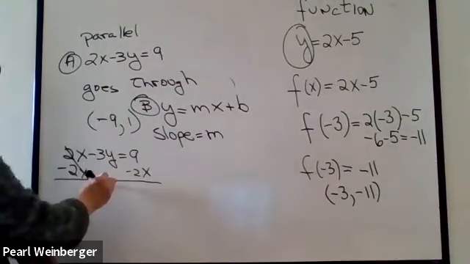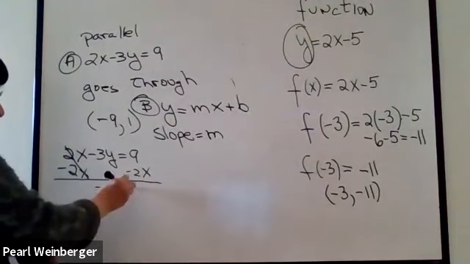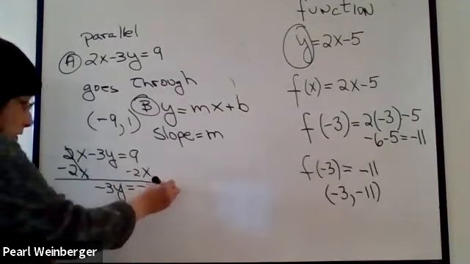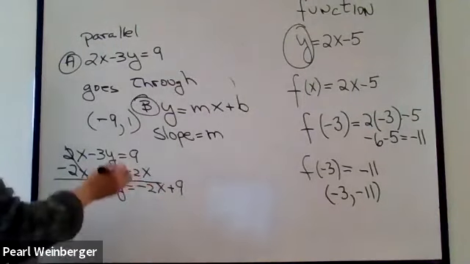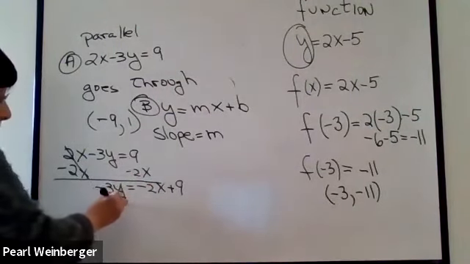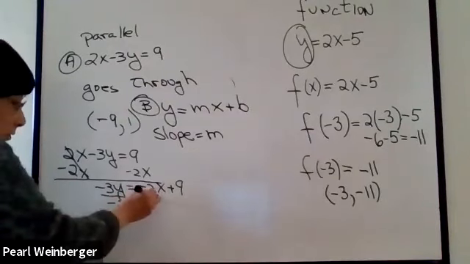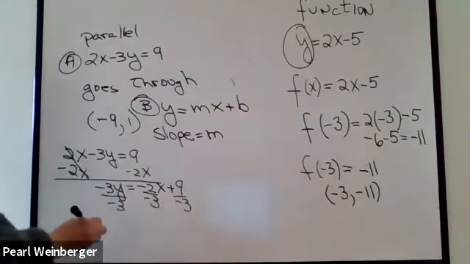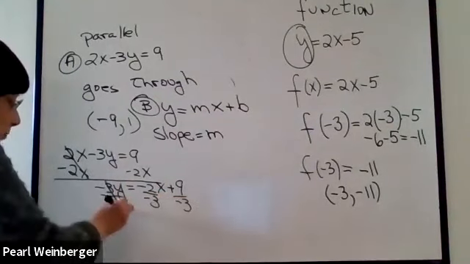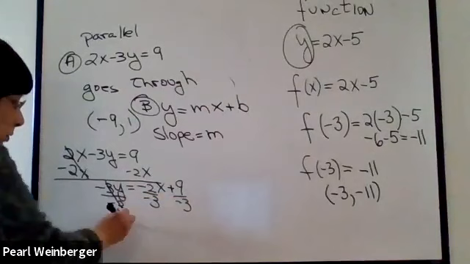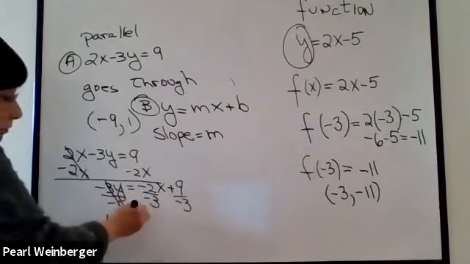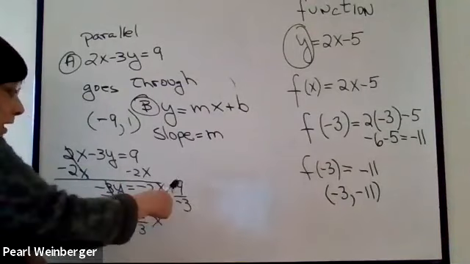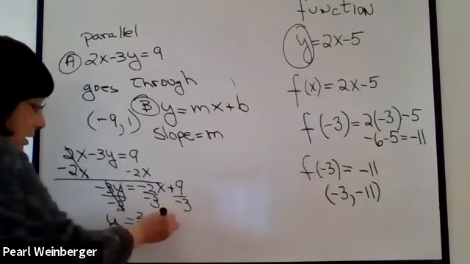That'll give me negative 3y equals negative 2x plus 9. And then I divide everything by negative 3. So that in simplest form, this becomes y equals, well, a negative over negative we know is positive, so it's 2/3 x. And 9 divided by negative 3 is negative 3.